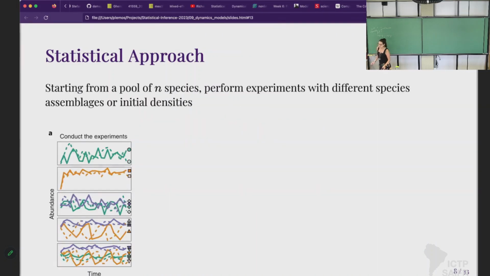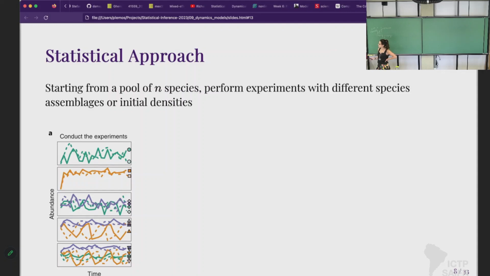To explain what's happening in the system, you start from a pool of N species, and then a researcher conducts experiments where they grow species together or by themselves. Here is an example of this green species growing, and the different lines are different replicates of the same community. These communities can go to different places. You grow them in this time series, here you grow the orange species by itself, and here you're growing the purple and the green one.